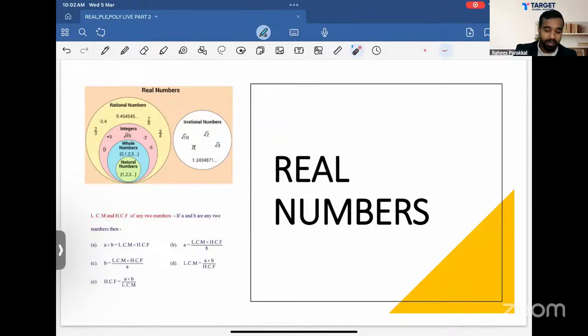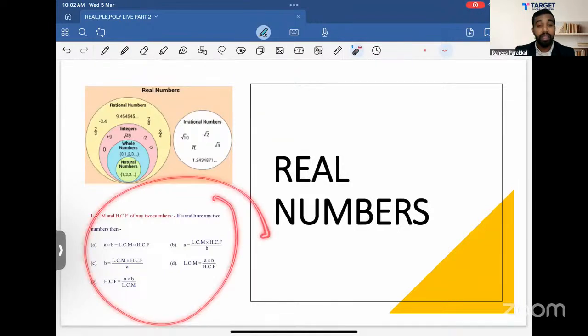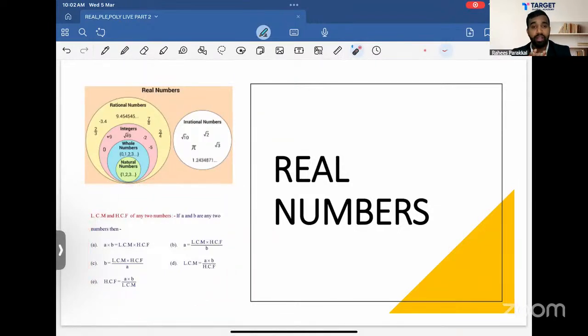Here you can see real numbers. The main important thing in this chapter is LCM into HCF, that is equal to A into B, first number into second number. You can expect questions like root 2 is irrational, 6 plus 4 root 2 is irrational, like that. So we are starting the questions from this chapter.